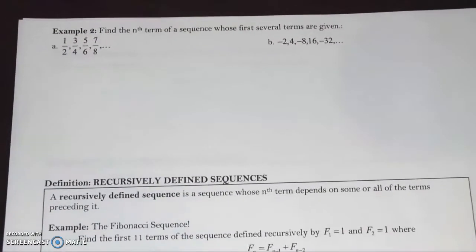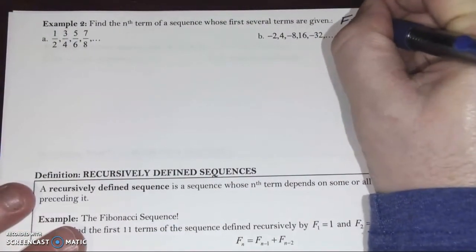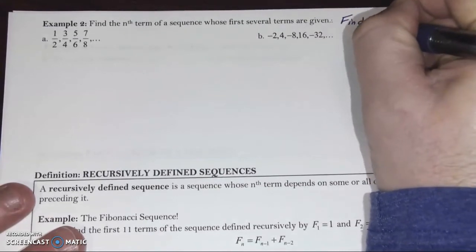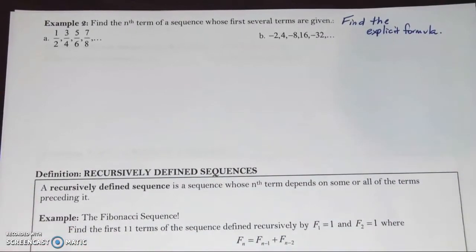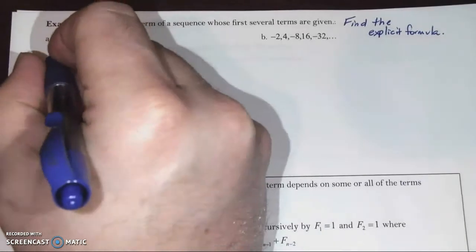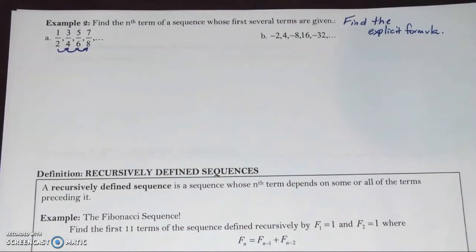Speaking of finding the pattern here, we do want you to find the nth term. Basically, we're asking you to find the explicit formula for the sequence here. So we take a look at this first sequence, and with fractional sequences, a lot of times you might not be able to find a connection or a link from one term to the next. How do we go from 1/2 to 3/4 to 5/6 to 7/8?